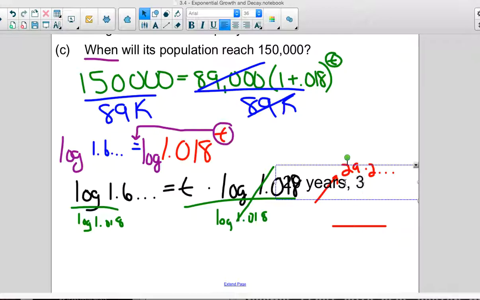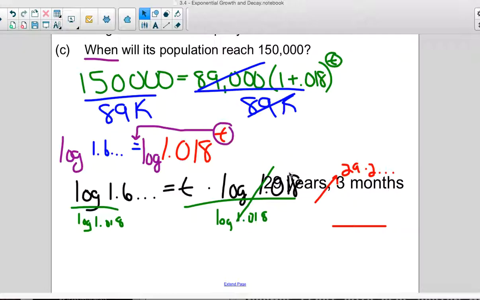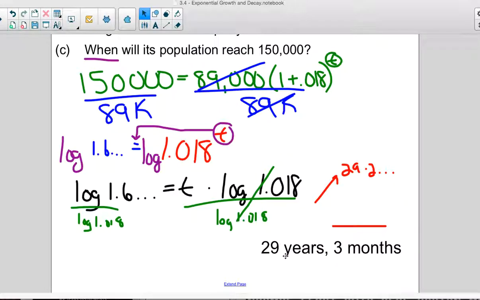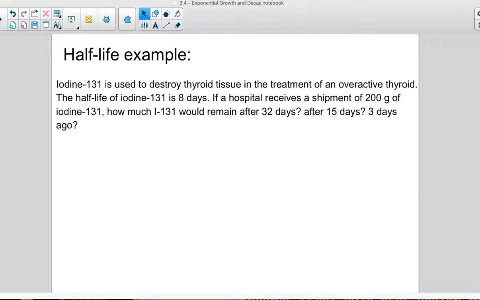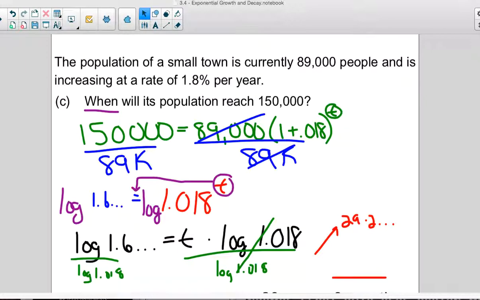29 years and 3 months. I would say that's probably a better sounding answer than saying 29.26 years. 29 years, 3 months. That is when this town is going to reach a population of 150,000 if this growth stayed exactly the same.